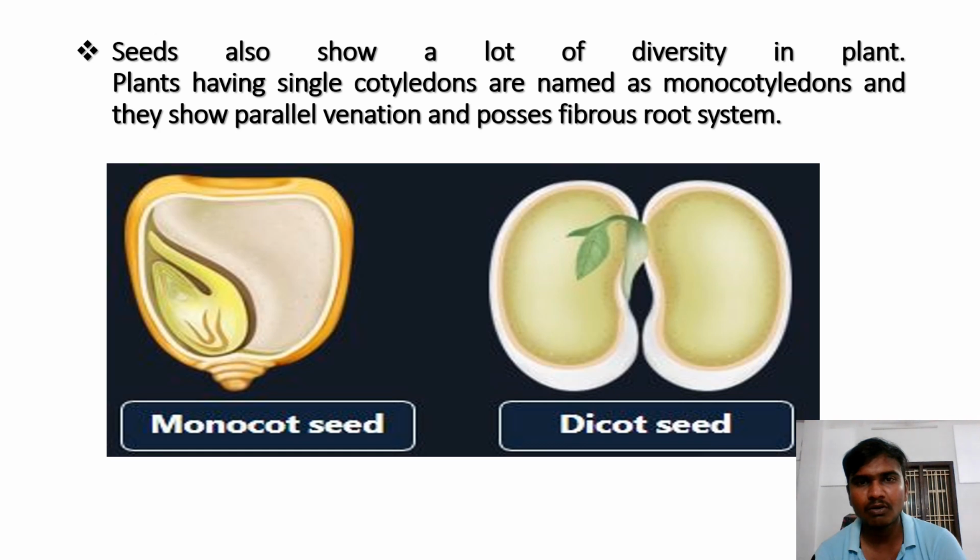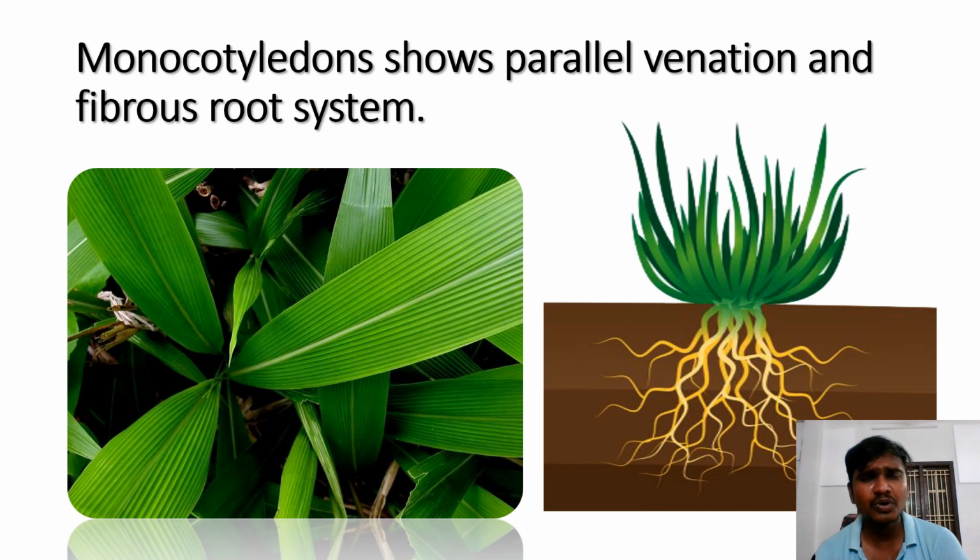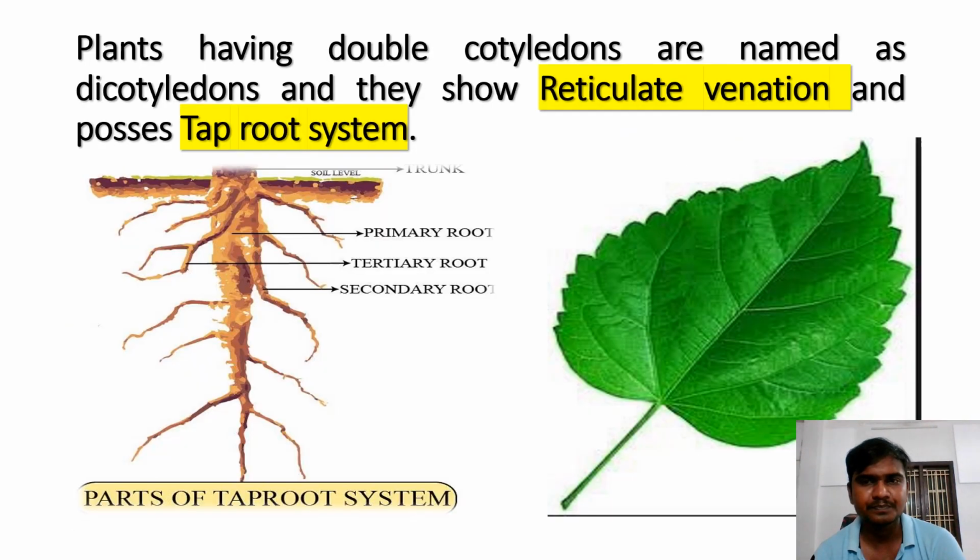Plants having single cotyledons are named monocotyledons, and they show parallel venation and possess a fibrous root system. This is the monocot seed. These monocots have parallel venation. This is the parallel venation, students. And the root system is the fibrous root system. Many branches are there. These two features are present in the monocotyledons.